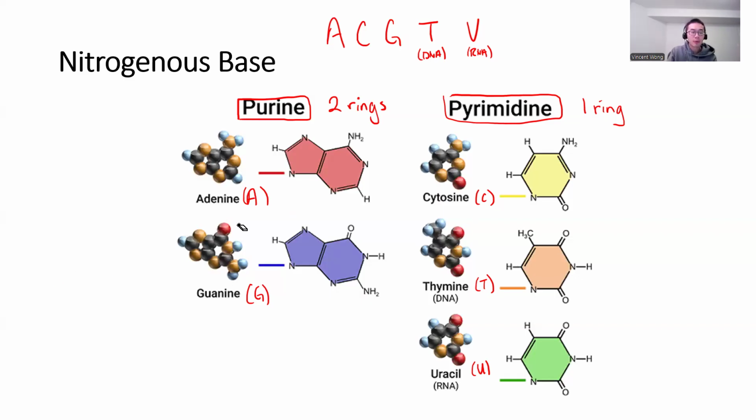So how do you remember it? You can try to remember this phrase, it may be useful for you. Remember the phrase "pure as gold." So purines are A and G. Everything else is pyrimidine. Pure as gold. Purines are A, the adenine, and G, the guanine.